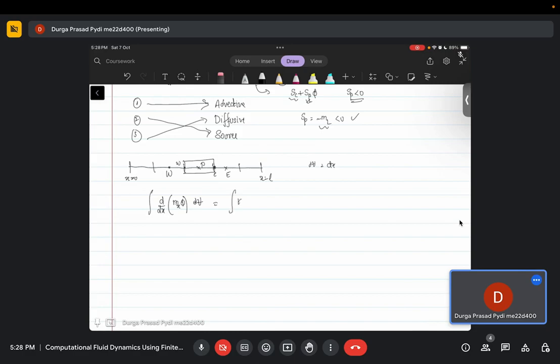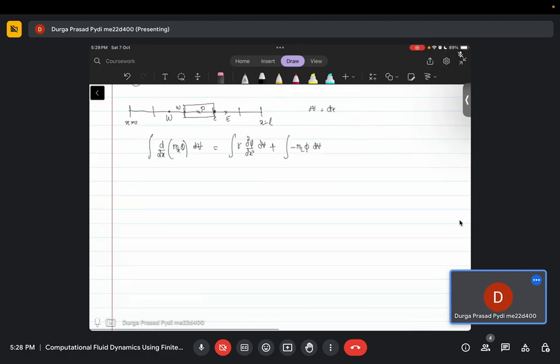is gamma d square phi dx square, and then we have minus ml phi dv. So this particular term, if we apply the Gauss divergence theorem, this will essentially be mx phi on the east face minus mx phi on the west face equals this. Again, if we apply the Gauss divergence theorem, this gives us gamma d phi dx on the east face minus gamma d phi dx on the west face.